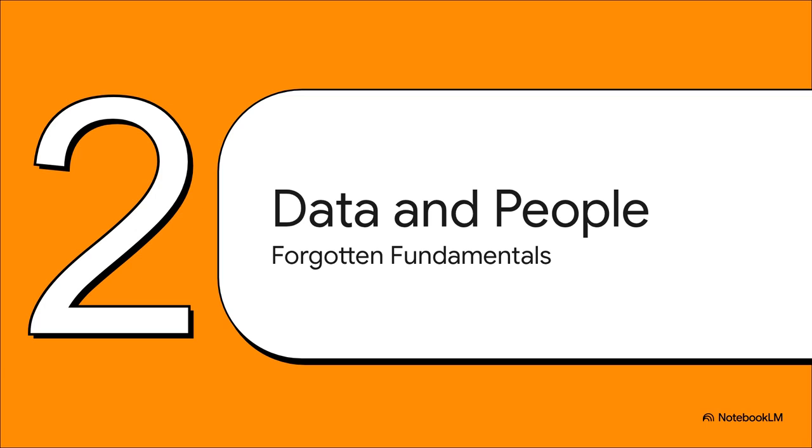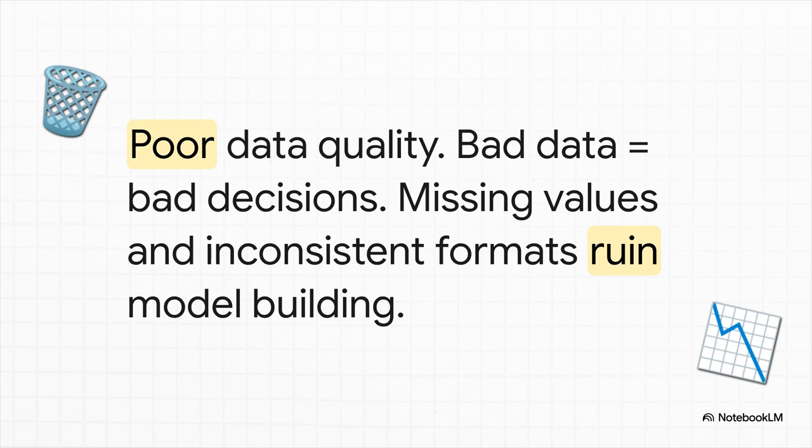Okay, moving on to the next 2 big ones. I like to call these the forgotten fundamentals because so many teams just get them wrong. And they're all about 2 things, the data itself and the people you're building the model for. Reason number 2 is all about data quality. And look, you've heard this a million times, but it's true. Garbage in, garbage out. Simple as that.